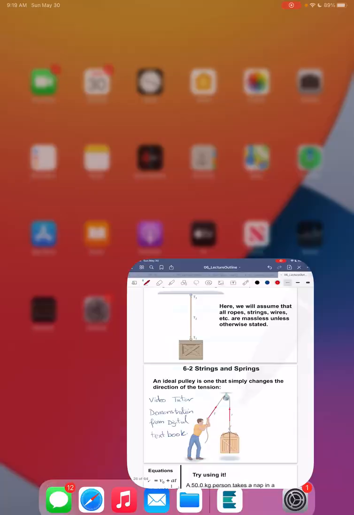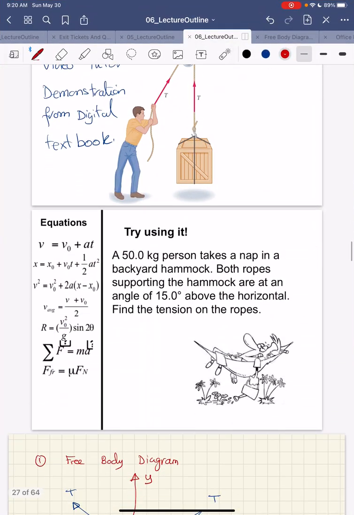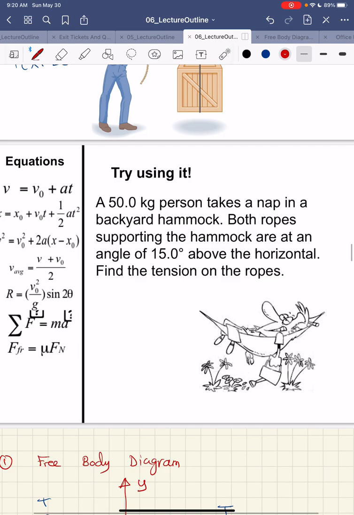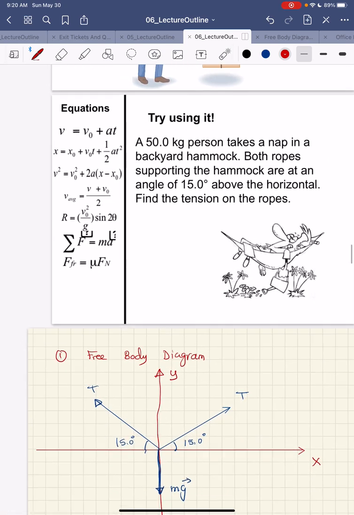All right, now we are going to go back to the lecture. And here we're going to try solving problems that have strings or cables, or any type of tensions that we are going to work on. Here we have a 50-kilogram person who takes a nap in a backyard hammock. Both ropes supporting the hammock are at an angle of 15 degrees above the horizontal. Find the tension in the ropes.